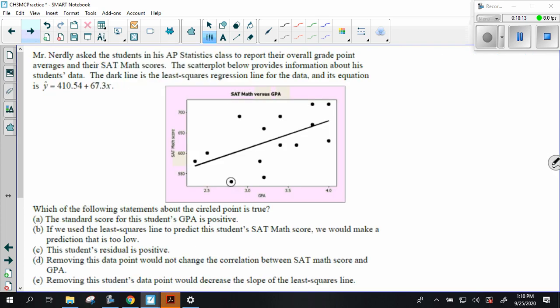Mr. Nerdly, anyhow, he has some students in his AP Stat class. Let's see. We've got grade point average and SAT math scores. So we've got a regression line. We've got the equation as well. What are we going to say is true about the circled point? The standard score for this student's GPA is positive.